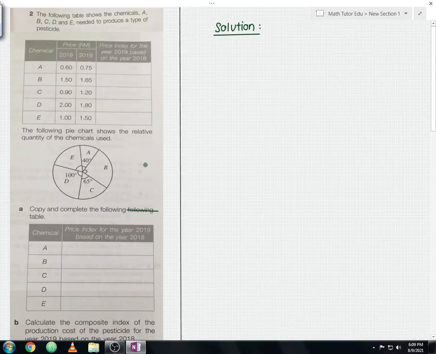For question part A, copy and complete the following table. By the way, there is a printing mistake over here. There is apparently two "following", so just ignore this. So from here, for question part A, you need to find all the price indices for the chemicals A up to E, and you are required to fill up over here. So that is for question part A.